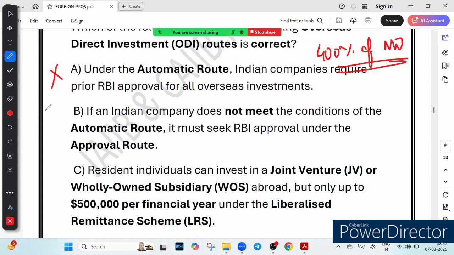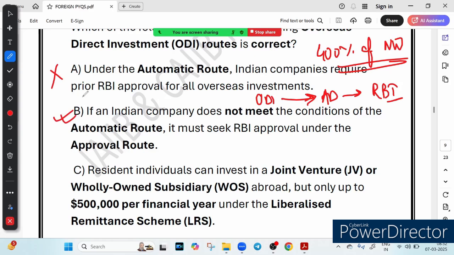Under the automatic route, proposals are scrutinized by the authorized dealer bank and forwarded to RBI for approval. So see, this ODI company first sends their application to the AD, and then the AD scrutinizes the application form and sends it further to RBI, right? So this makes option B the right answer. Obviously, if the condition is not met for the automatic route, they will apply under the approval route. There are two kinds of routes.